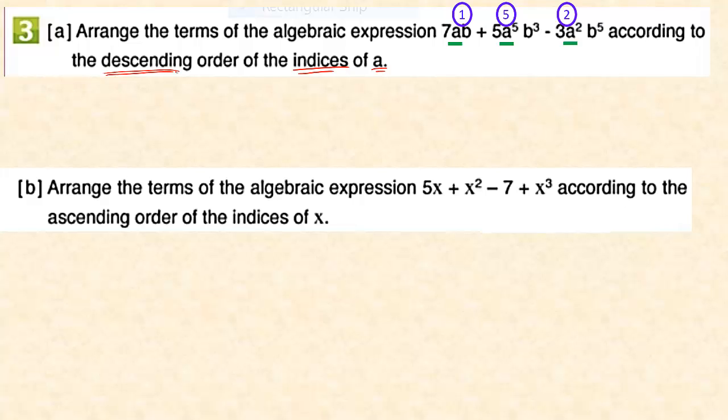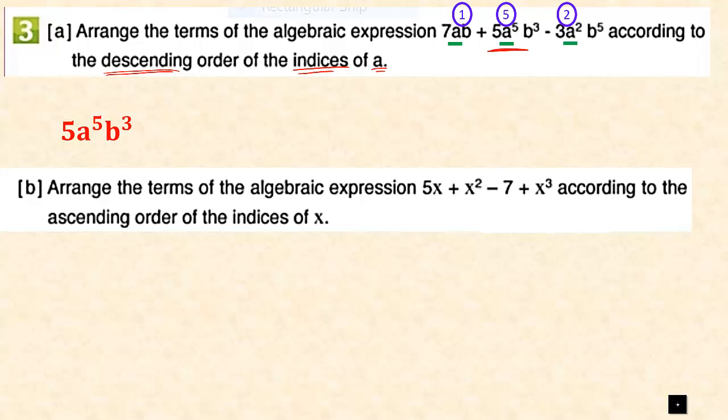So I am going to begin with the term which has the highest indices for a. I know that the term that has the highest indices for a is 5a to the power of 5, b to the power of 3. So I'm going to begin with it. And then let's see what is the other term. One of the terms has a to the power of 1 and the other term has a to the power of 2. Which one of them is greatest? It's for sure a to the power of 2. So it's 3a to the power of 2, b to the power of 5.